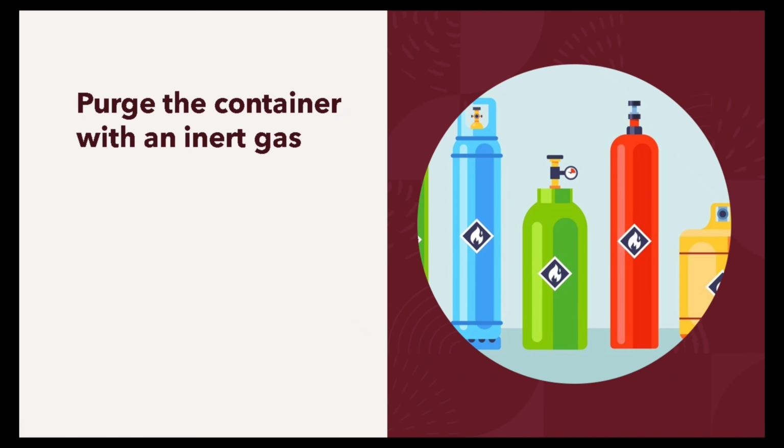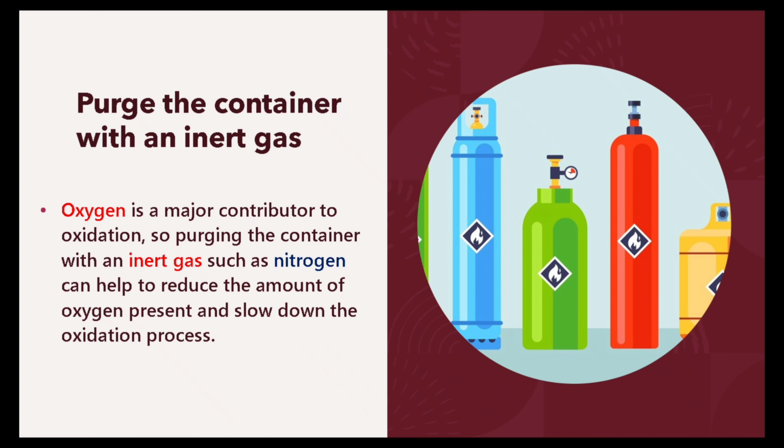Purge the container with an inert gas. Oxygen is a major contributor to oxidation, so purging the container with an inert gas, such as nitrogen, can help to reduce the amount of oxygen present and slow down the oxidation process. Let's move ahead to the next slide.